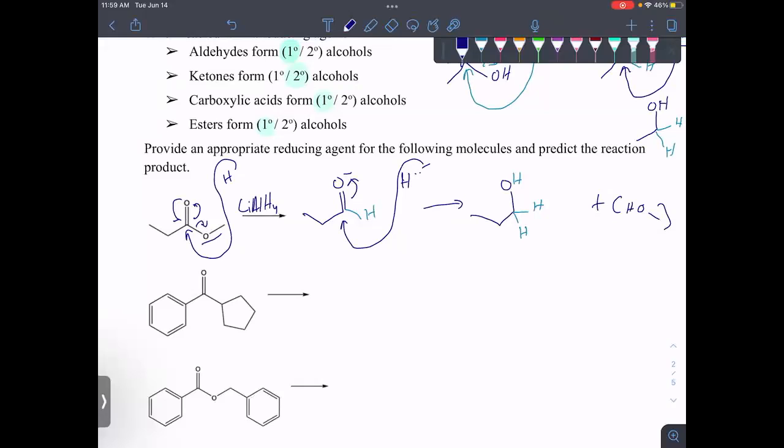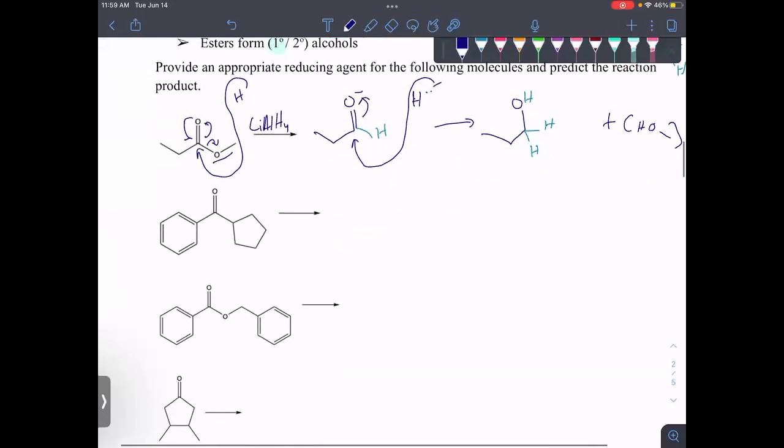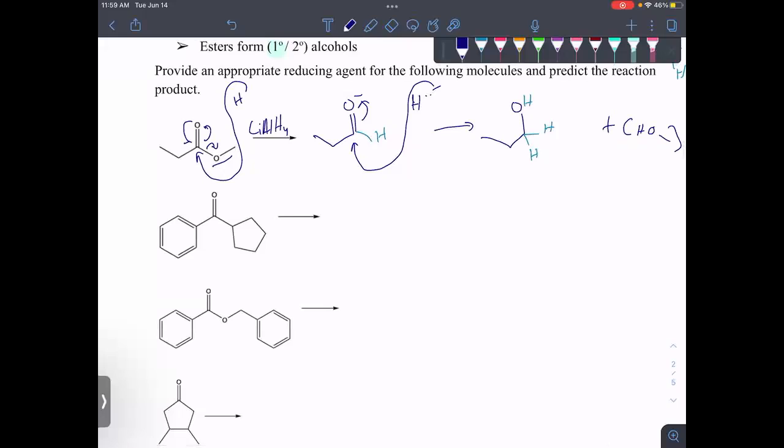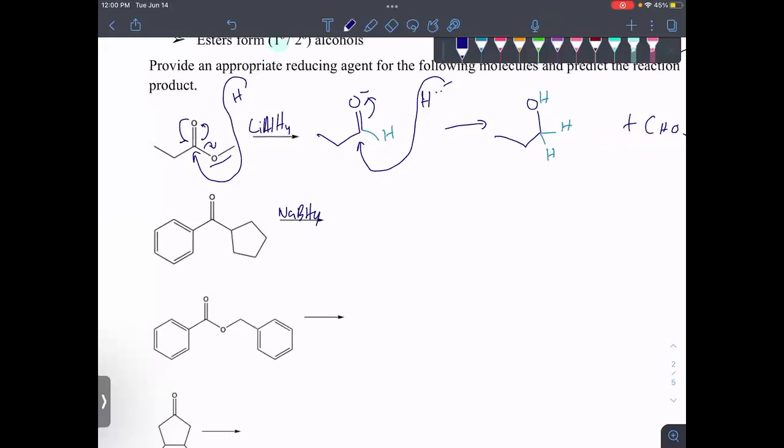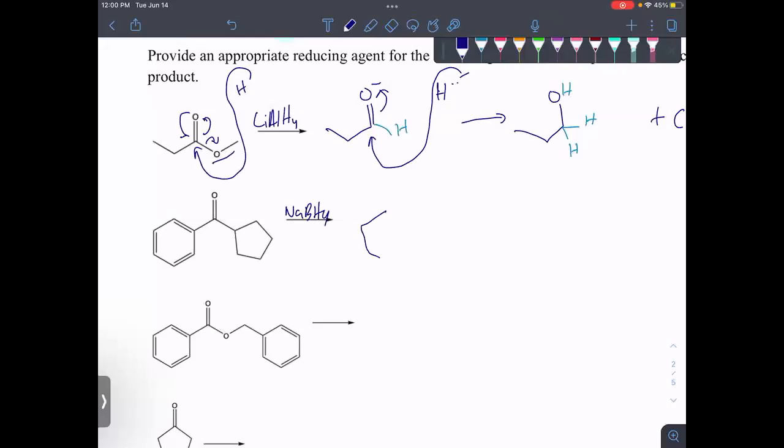So the second one, what kind of carbonyl is it? A ketone, yeah. So what kind of reducing agent are we going to use? NaBH4. We use NaBH4 because it's weak and it reduces aldehydes and ketones. And then what does the ketone become? Secondary alcohol. So we keep everything the exact same because the NaBH4 doesn't attack anything else. We just turn the carbonyl into an alcohol.